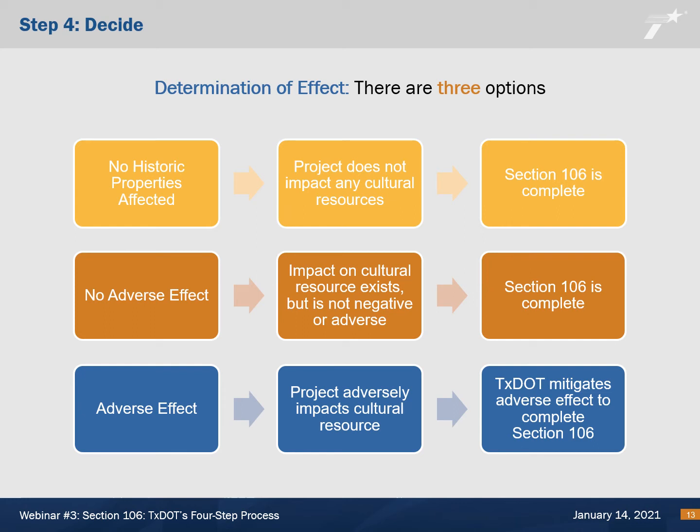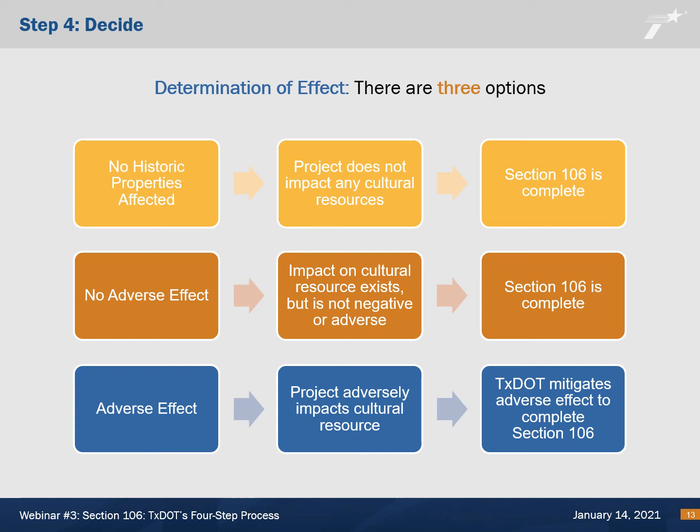Once we've arrived at the best design solution, TxDOT's historians and archaeologists must formally assess how the project impacts cultural resources in the APE. This assessment is called a determination of effect, and it is part of the Section 106 process. We make this determination by asking questions like, why is the resource significant, and what are its most important features? And will the project cause negative effects to the resource? We also seek input from the Texas Historical Commission and consulting parties on this assessment.